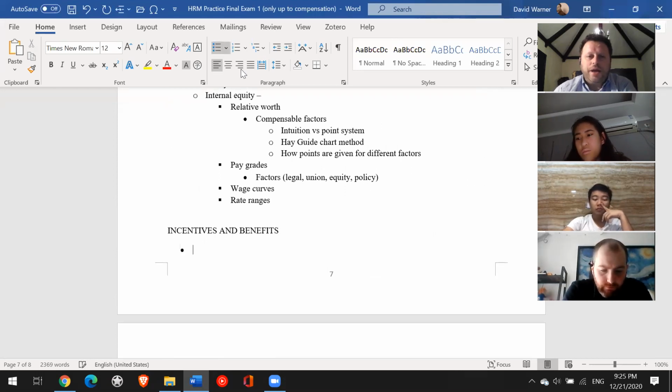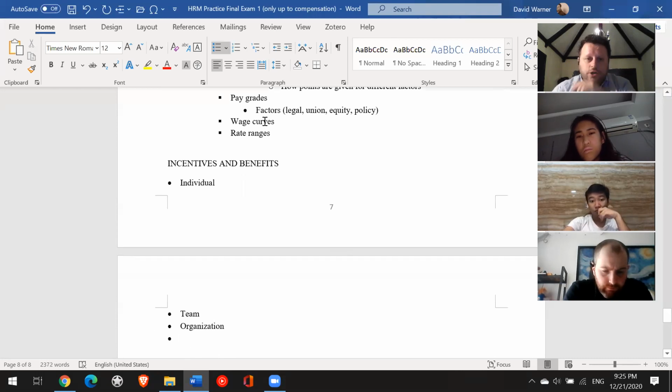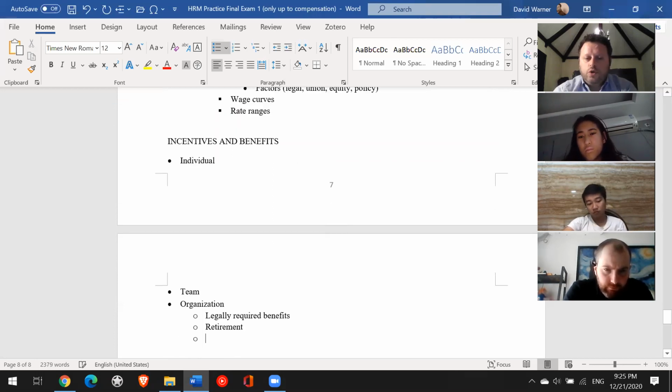For incentives and benefits, what are we talking about here? We learned about a bunch of them, but pretty much you can put them into 3 categories: individual, team, and organization. Those are pretty much the categories. Now for organization, we also talked about legally required benefits. Things like retirement, Social Security. Oh, retirement is a separate one. Retirement. So legally required benefits like Social Security, workers' compensation.